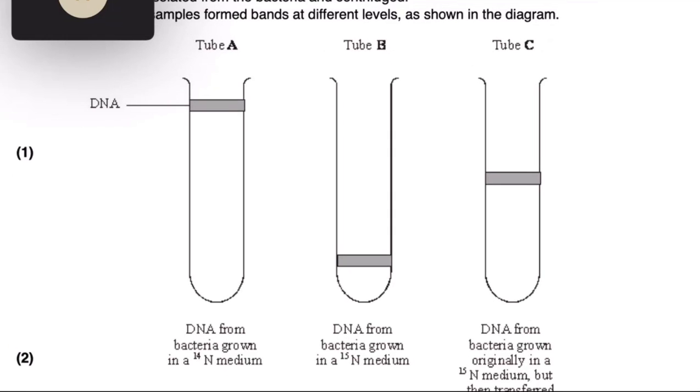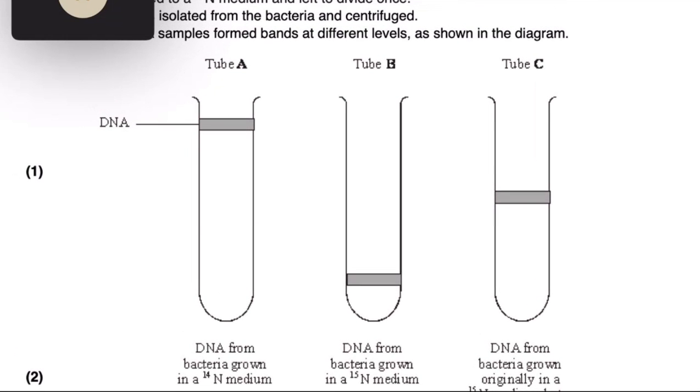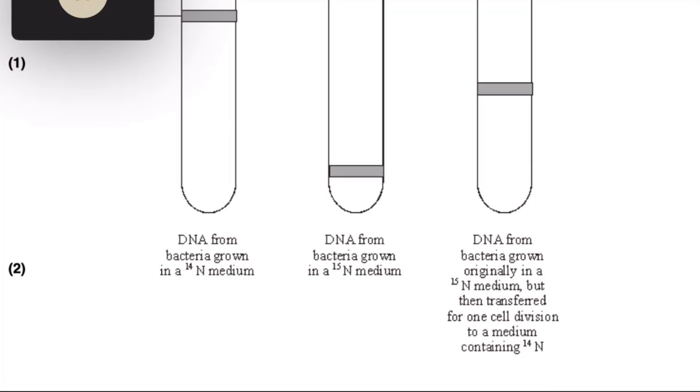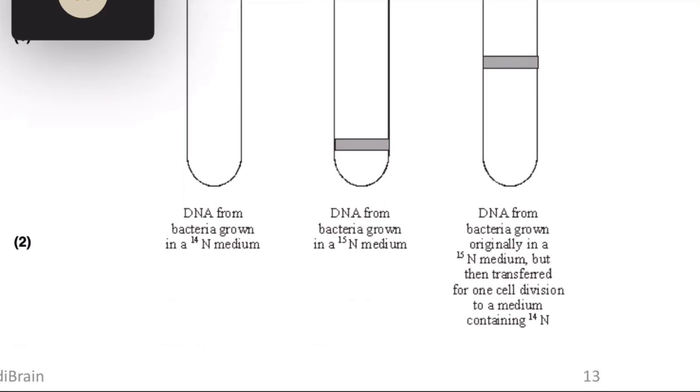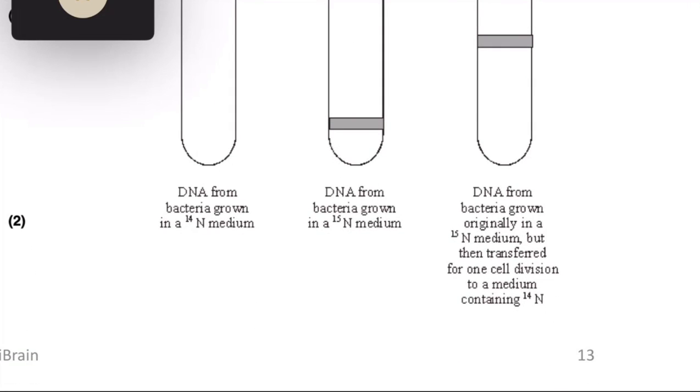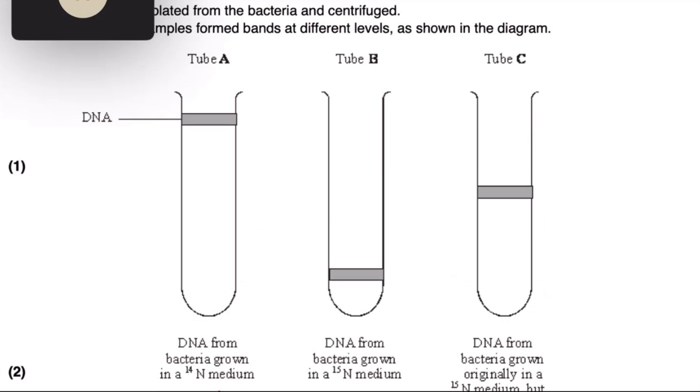The DNA samples formed bands at different levels as shown in the diagram. DNA from the bacteria grown in the 14N medium is right at the top. DNA from bacteria grown in a 15N medium is right at the bottom. And DNA from bacteria grown originally in the 15N medium, but then transferred for one cell division in a medium containing 14N, is in the middle. If you grow bacteria in a 14N medium, the 2 strands of the helix will have 14N and 14N. So this is really light. That's why it's going to be less dense.